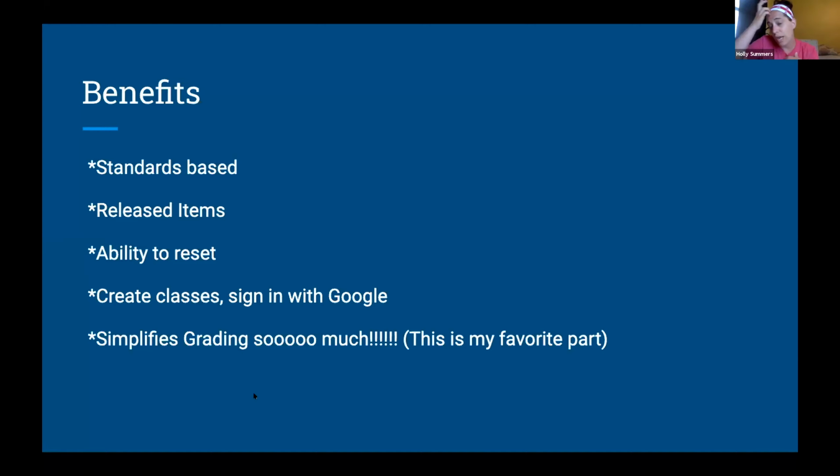Obviously this year, I'm assuming no states tested, so it wasn't such a big deal with that. You do have the ability to reset. I didn't do too much of that during the distance learning. And the biggest benefit to me was it made grading so much easier, 1,000 times easier, and for parents to see. So they can look on there and they can see what their child's done.